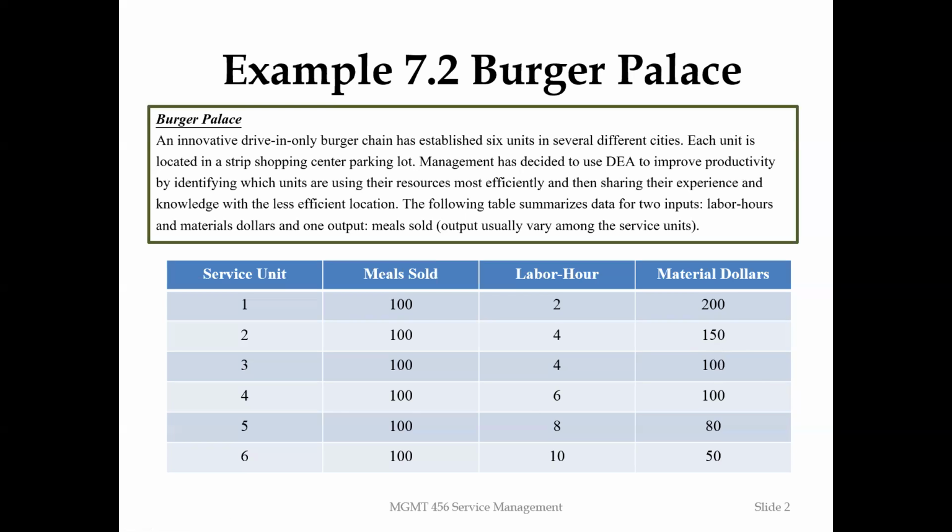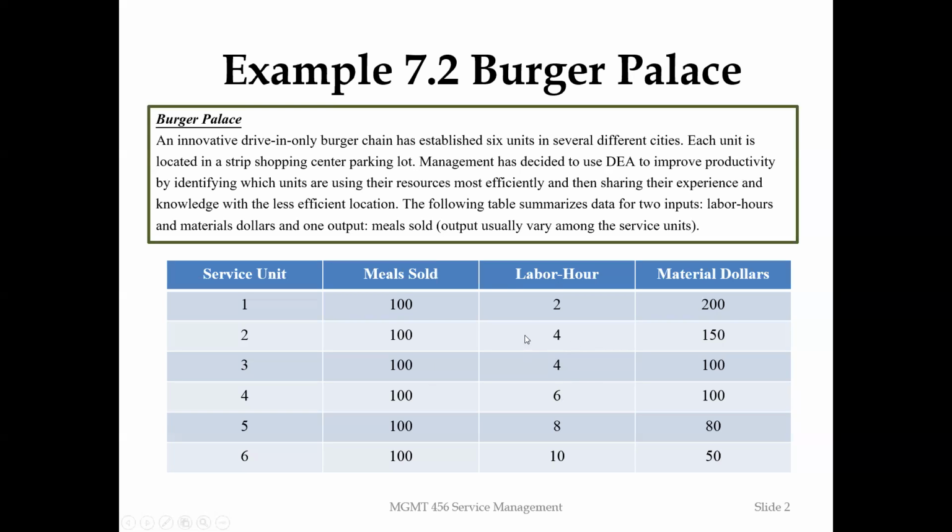Similarly, we can make another conclusion. We can compare 3 and 4. If you compare 3 and 4, the output is exactly the same, the material dollars are exactly the same, but for labor hours, you can see 3 uses fewer labor hours than 4. So we can say 3 is better than 4, because 3 uses less input to generate the same output. So these are the only 2 conclusions we can make: 3 is better than 2, and 3 is also better than 4.